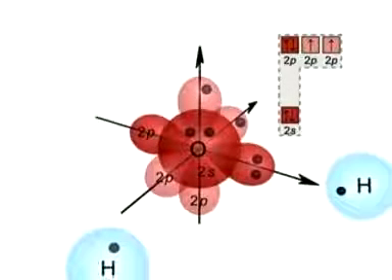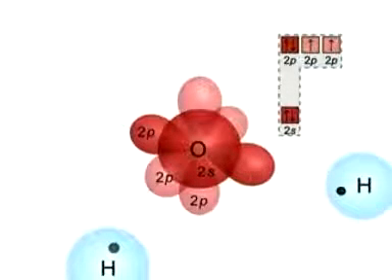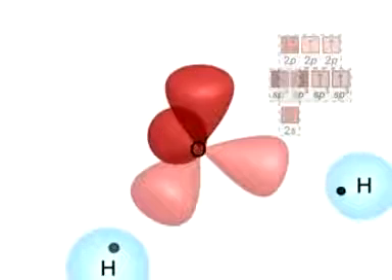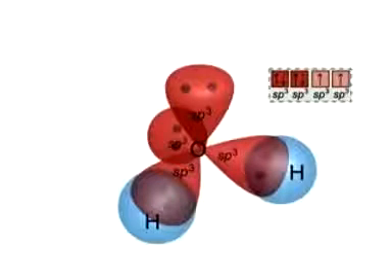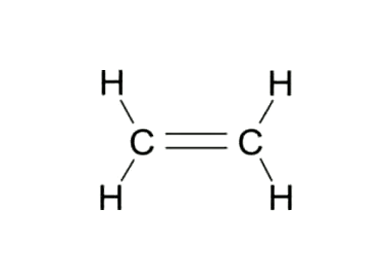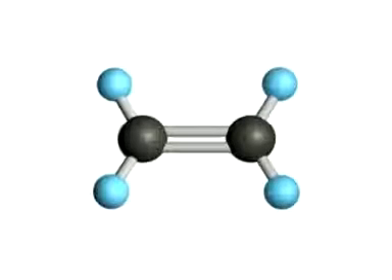Two of the sp3 orbitals are filled with lone pairs, and the H atoms overlap the other two to form two OH bonds. Carbon is most commonly at the center of a tetrahedral grouping of single-bonded atoms, but it also occurs at the center of a trigonal planar grouping that includes a double bond.